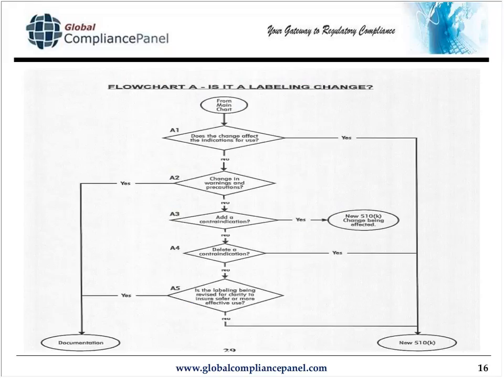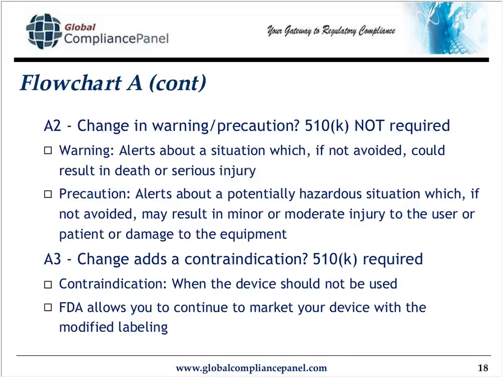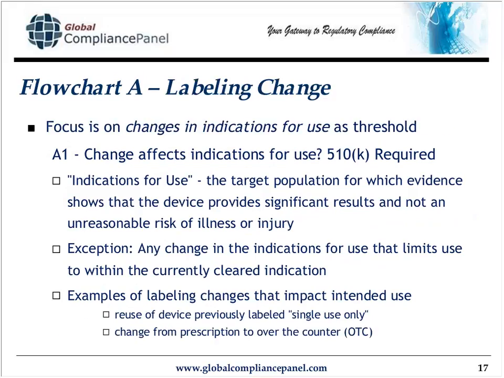Going to A2, the next question to ask yourself is, are you changing the warnings or precautions? Definitions of a warning and a precaution are required here. A warning is an alert which, if not avoided, could result in death or serious injury. A precaution, a little less serious, is a potentially hazardous situation which may result in minor or moderate injury or perhaps damage to the equipment. So a warning is much more serious. If you change the warning or precaution, you do not need to submit a 510K.